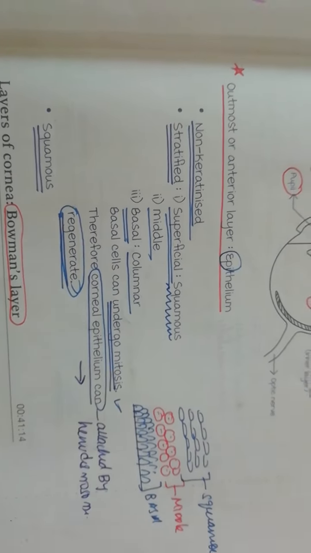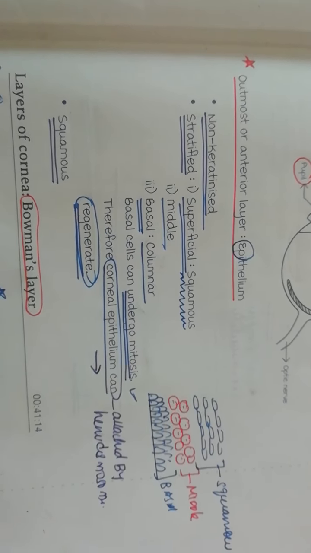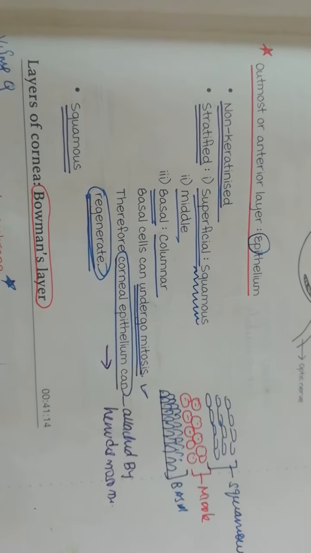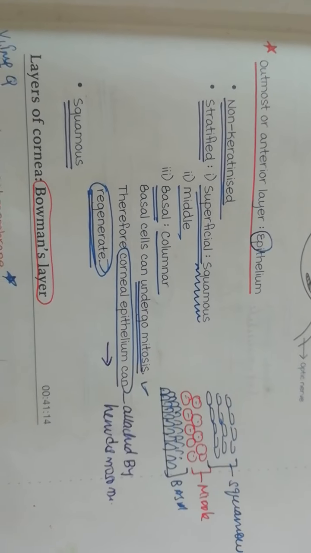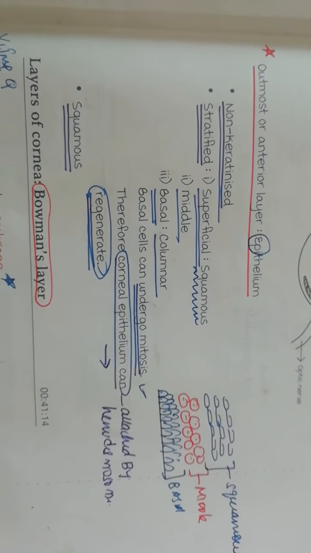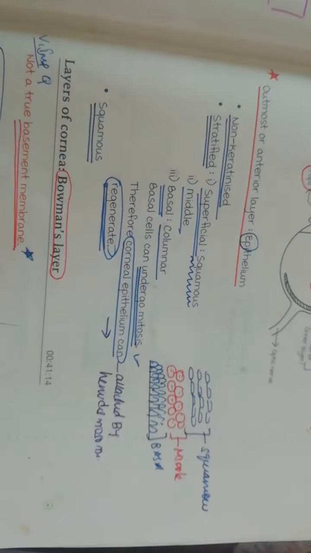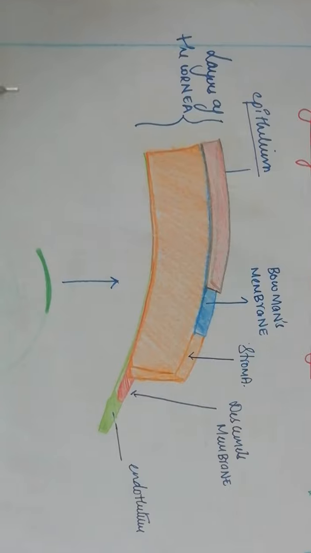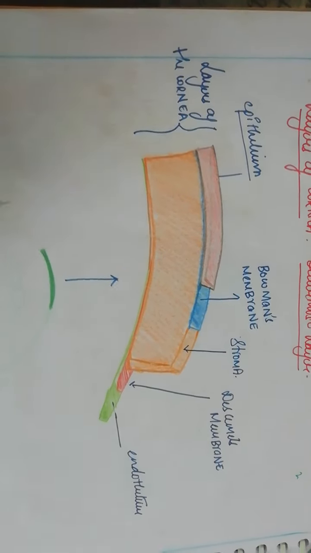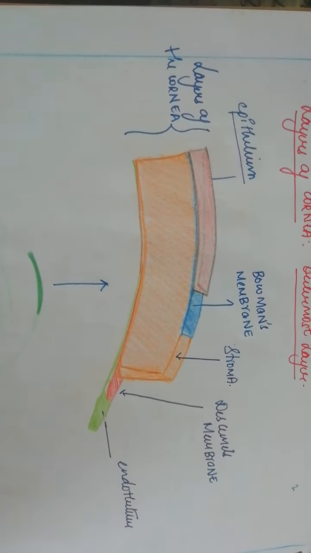The point written here is that the stratified layer has three parts. One is superficial, which is squamous, then a middle layer, and a basal layer. The basal layer is columnar, and it's also written that basal cells can undergo mitosis. Therefore, the corneal epithelium can regenerate. Let me draw the diagram and put it here. This is a cornea, a section that I drew. The outer layer is the epithelium. Then the second layer is Bowman's layer, the third layer is the stroma, the next layer is Descemet's membrane, and this is the endothelium.